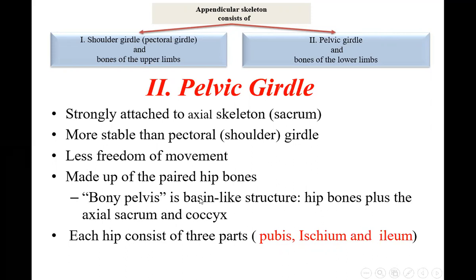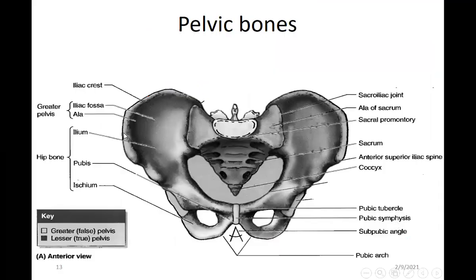Each hip bone consists of three parts: pubis, ischium, and ilium. Actually, there are three bones which are fused together. If you see here, each hip bone is made up of three parts: the ilium, this is the pubis, and there is the ischium. So three bones have fused together to form a single bone called the hip bone.